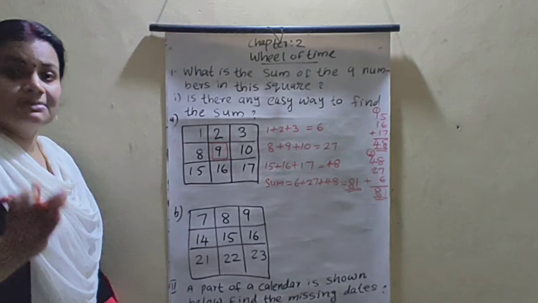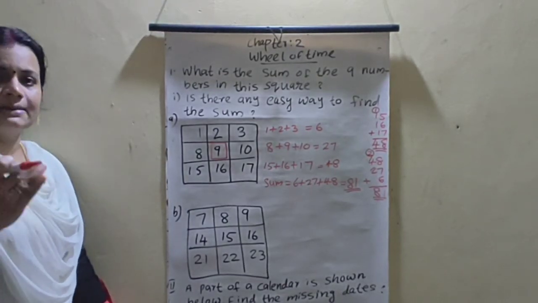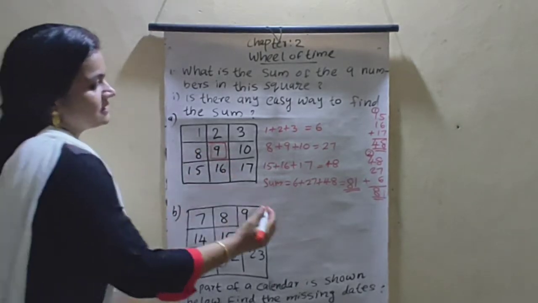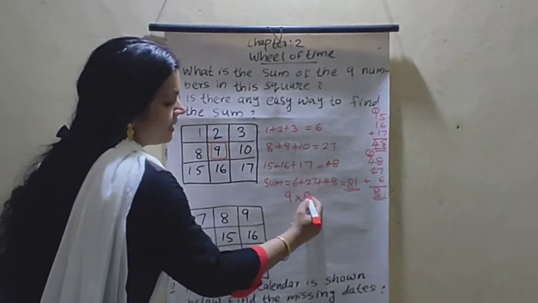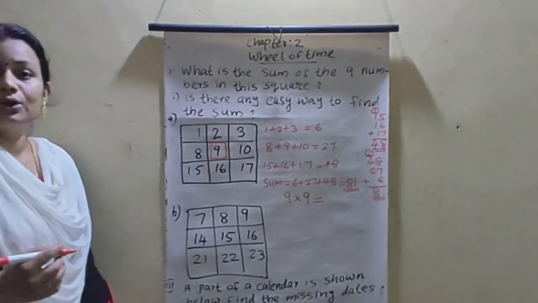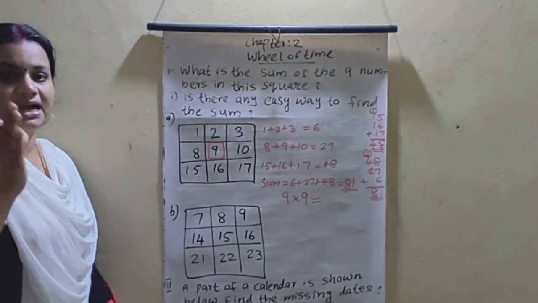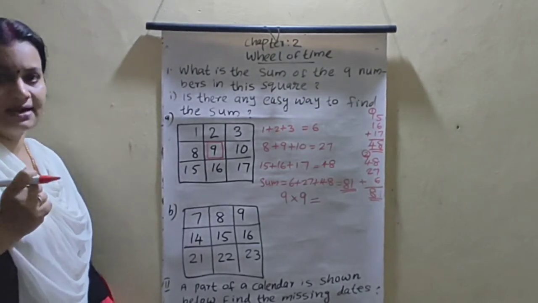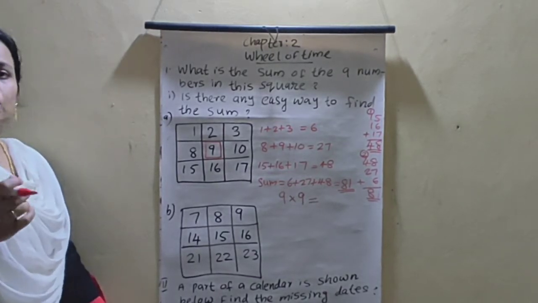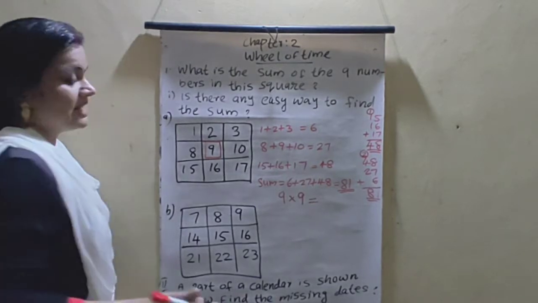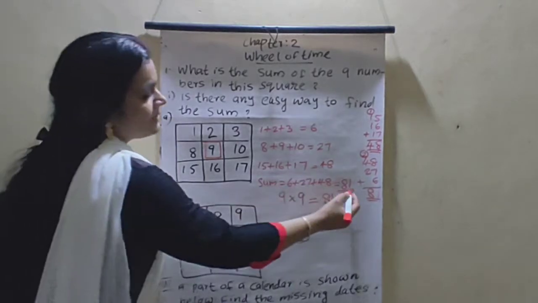How to find the easy method? First we find the middle number, then multiply that number by 9. The middle number is 9, multiplied by 9. Do you know table 9? First of all, you should study the multiplication table of 9. So, 9 nines are what? 9 nines are 81. So we got the sum is 81.